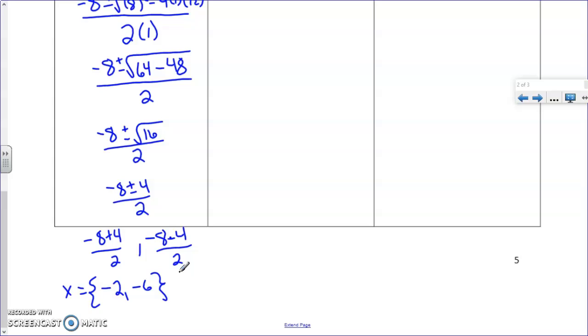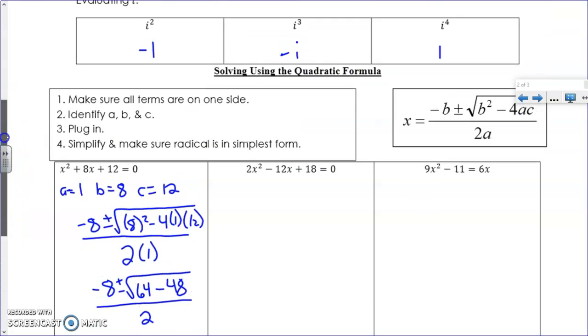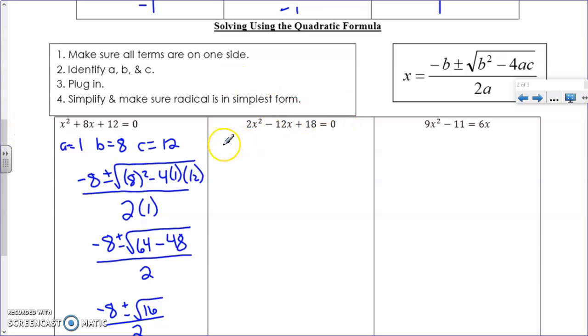So I know if I were to graph this, the x-intercepts would be at negative 2 and negative 6. Does everybody understand what I just solved for and what happened? Good? All right, let's look at another one. Okay, in this one, it's equal to 0. What's my A? What's my B? And my C?